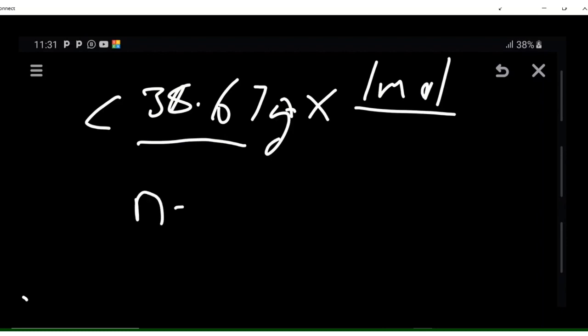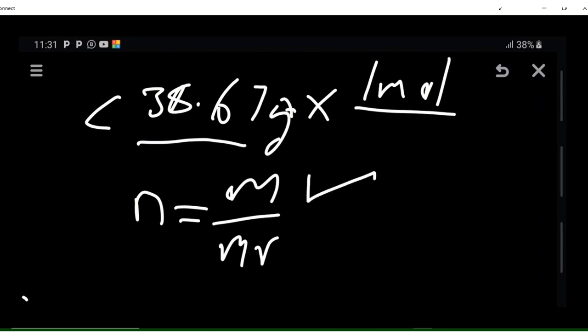The number of moles is equal to the mass over the molar mass. I have shown you how to find the molar mass, but this one is usually given. If you are not given this, maybe you might be given the other one, then you can find this mass. So it's not the issue. This one is always there. Go to the periodic table and you find the molar mass.